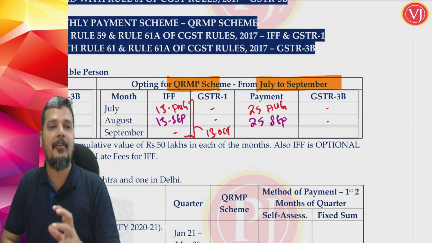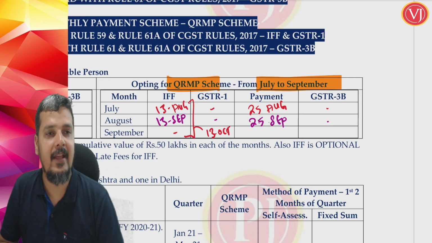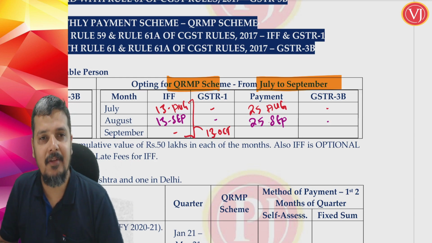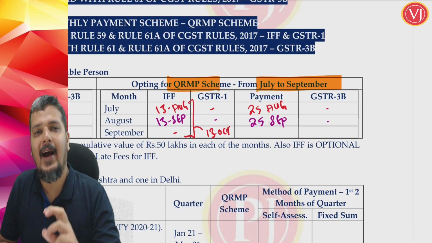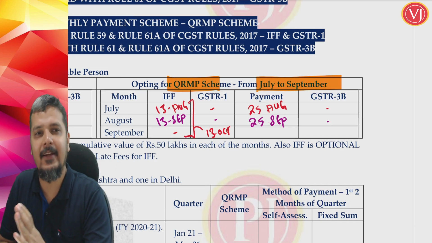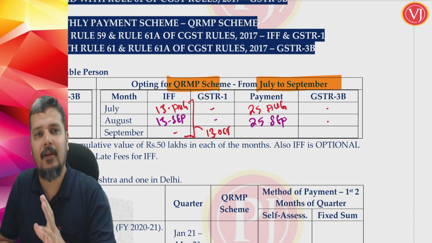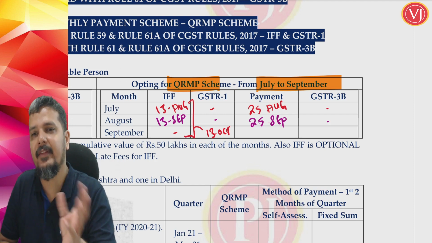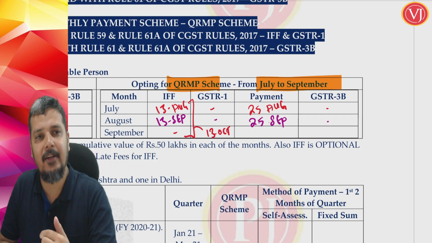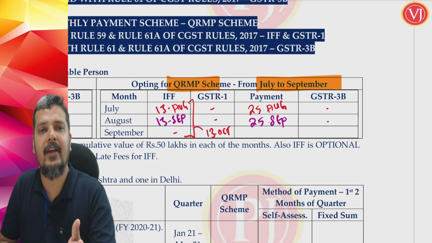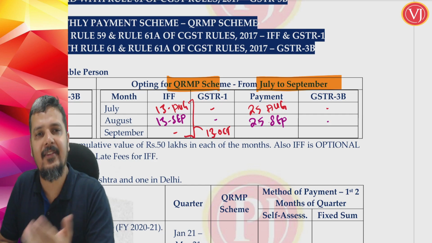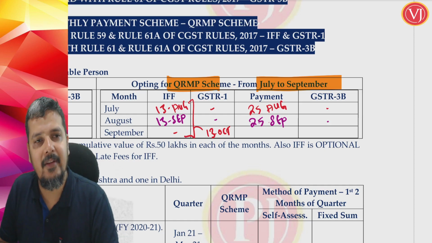See, IFF after all is optional. We will be discussing the difference between IFF and GSTR 1 when we discuss in detail. But understand that whatever is not reported will come here. So when we are discussing IFF and GSTR 1, you will understand the statement. If I have not at all filed IFF, don't worry. All the transactions I can report in my GSTR 1.